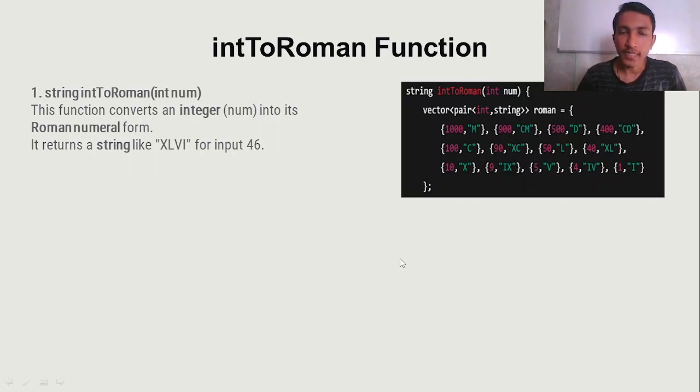Now we will talk about the integer to Roman function. Again we are defining a function that will return a string value, because a Roman number is in the form of a string, and it will take input in the form of an integer.